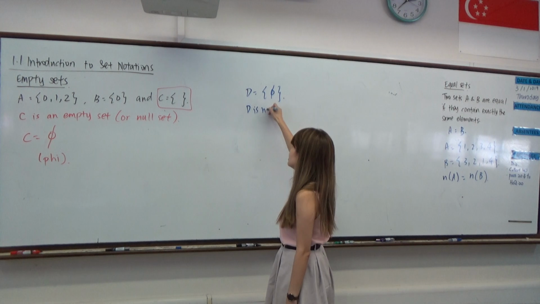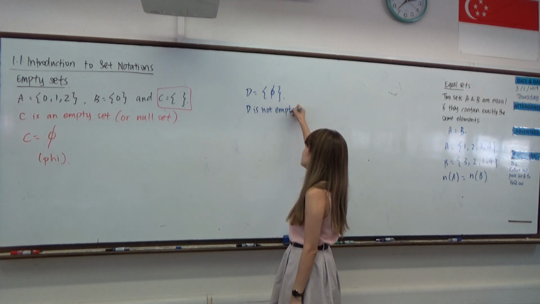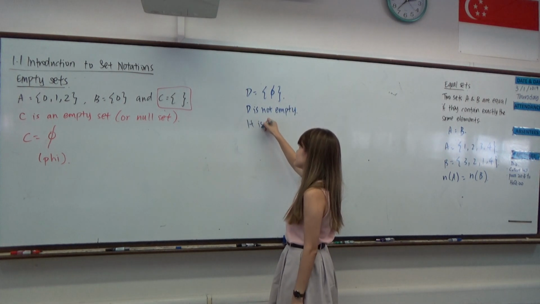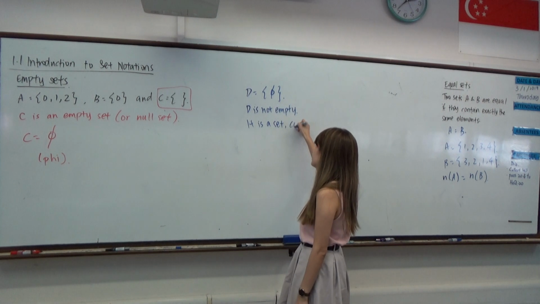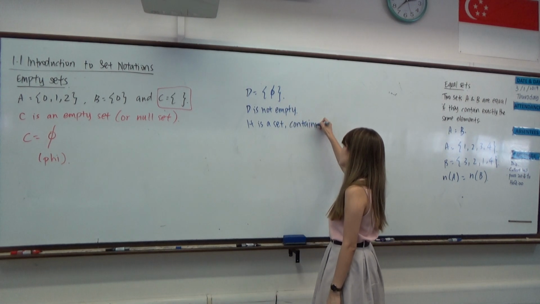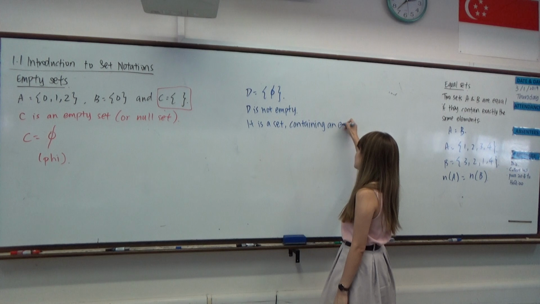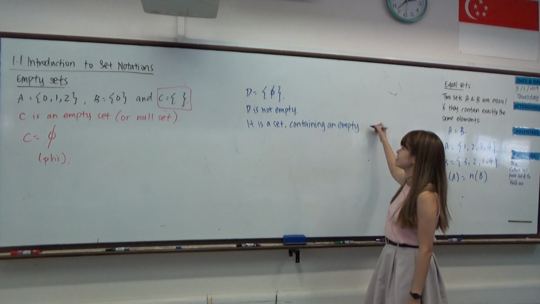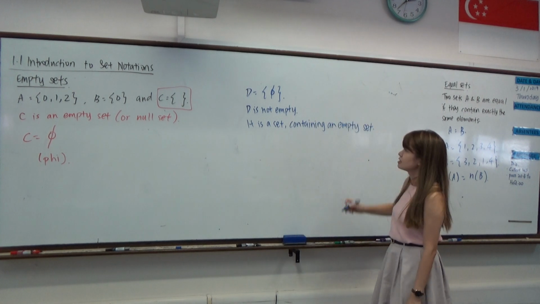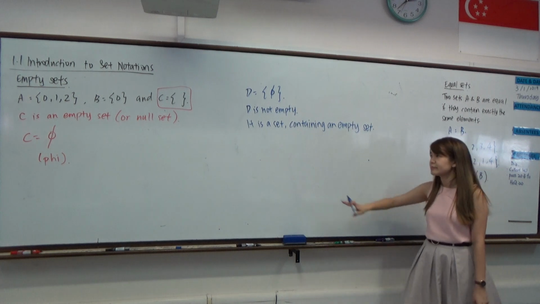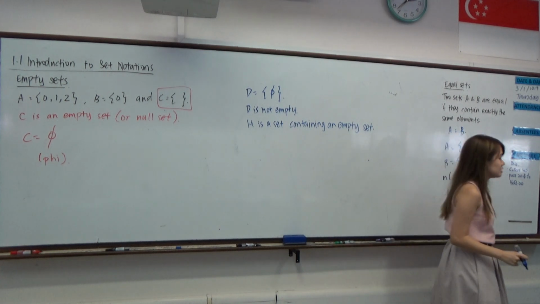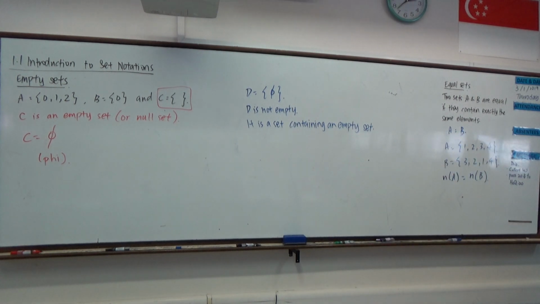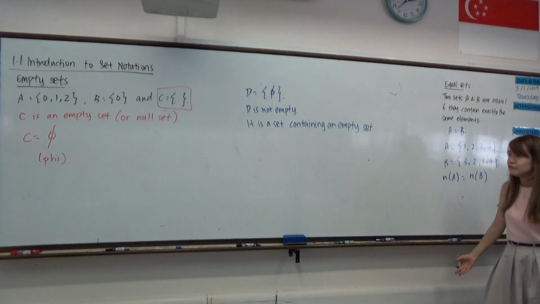So D is not empty. It's a set containing an empty set, so the empty set is like the element already. Imagine C is empty, then D is the set that has C as an element. You will maybe know more about it further on.